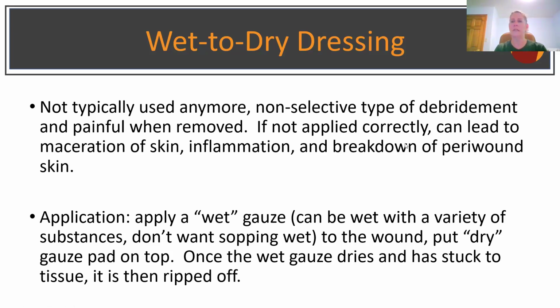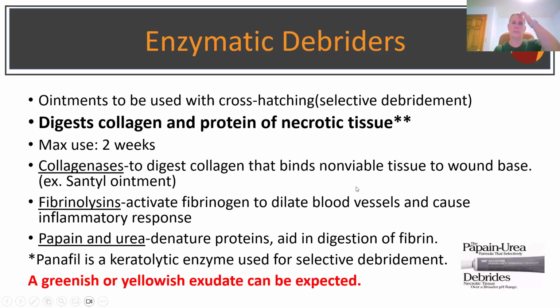So if somebody does have necrotic dead tissue and we want to debride, we want to use an enzymatic debrider. So it doesn't harm the good tissue. It's usually a gel we put in there, an ointment. We have to put something over top like gauze, and then it just eats away at the dead tissue.